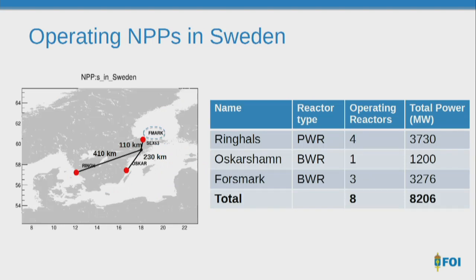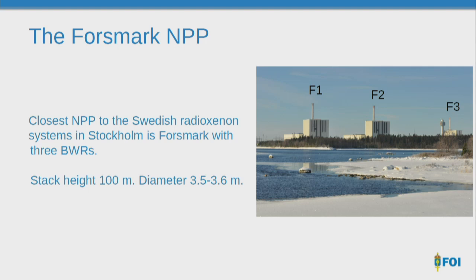So in Sweden we have 3 power stations, and here you can see them in relation to the SAUNA systems at the radionuclide station 63 in Stockholm. And the one we are talking about now is Forsmark, which is 110 kilometers north of FOI in Stockholm. They have 3 reactors, F1, F2, F3. The stack height is 100 meters, and the diameter of the stacks is 3.5 meters, quite big stacks, if you think about it. And the airflow is around 120 cubic meters per second, and the air temperature is around 20 degrees. So those are parameters you use for the atmospheric transport modeling.